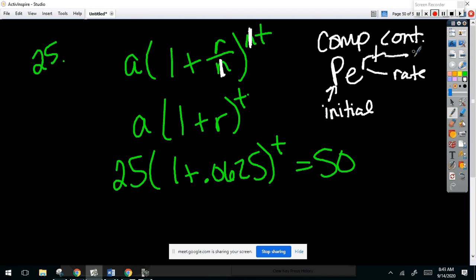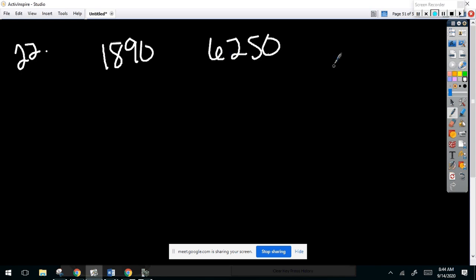So 25 and then 22. The population of Silver Run in the year 1890 was 6250. Assume the population increased at a rate of 2.75% per year. Estimate the population in 1915 and in 1940. So I need an equation. Basic growth. I'm going to let this be my starting point, so my t will be years after 1890. Initial amount, 1 plus r, so 1.0275.